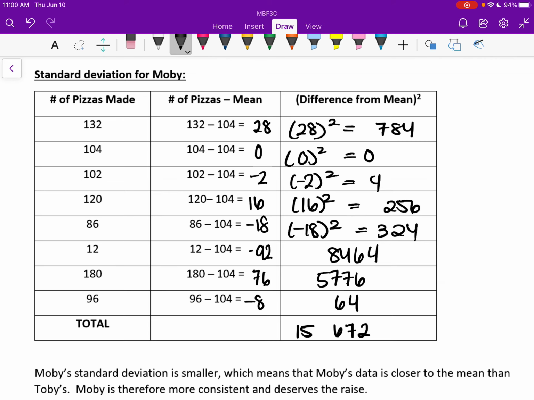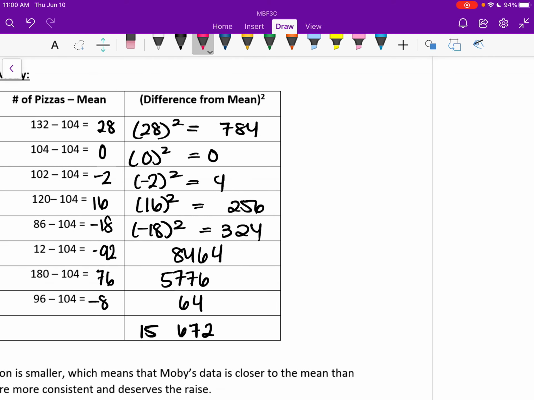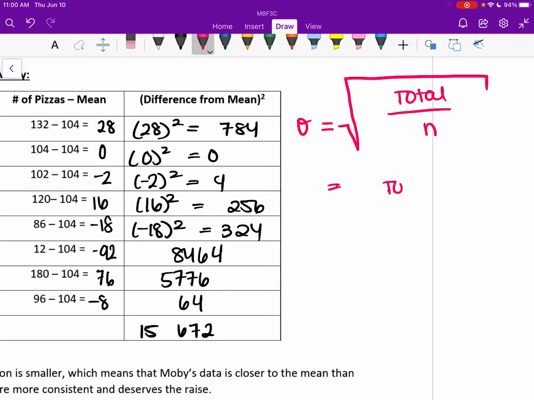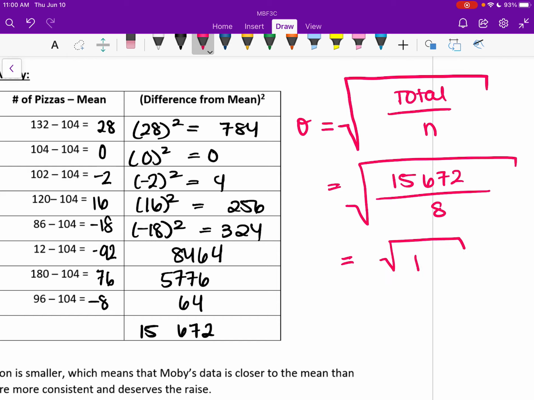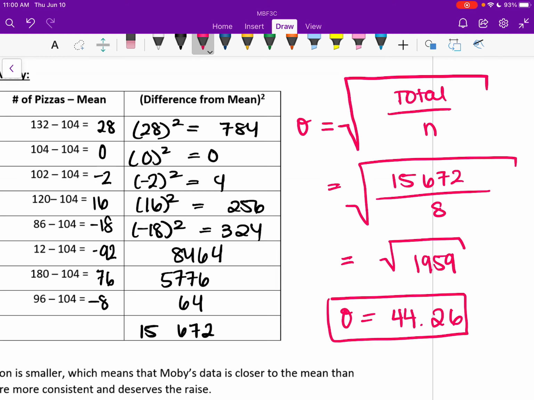15,672, right? So now I'm just going to find my sigma value. I'm going to do it in pink. So my sigma value is just the total divided by n, and they were always over 8 shifts. So let's go ahead and do 15,672 divided by 8. And I ended up getting the square root of 1905.9. And my sigma ended up being 44.26.